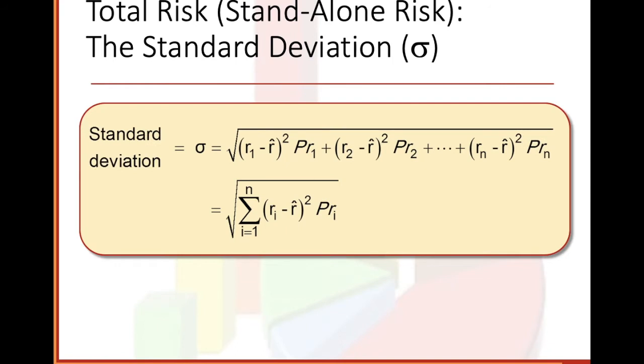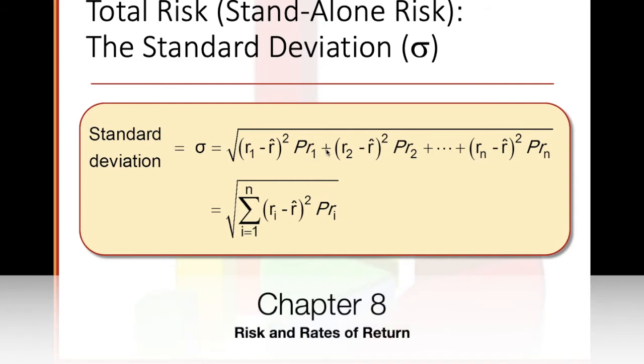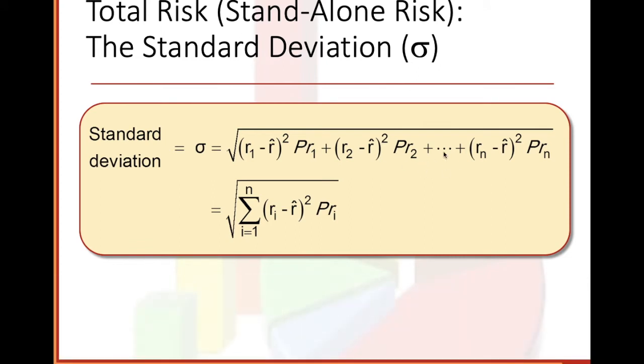So total risk, standalone risk, is the standard deviation. This is the standard deviation symbol. Standard deviation, this big old long equation: R1 minus R hat, squared, times P of R1, probability 1, plus R2 minus R hat squared. So anyway, this formula right here, if you notice the difference, you're combining them and you're squaring them. This is kind of similar to what we looked at whenever you took college algebra. Okay, so we're squaring to see what this would look like.